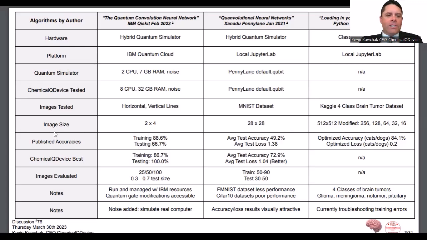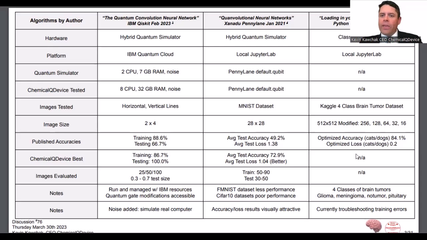Now the training and testing on the published ones, 88.6 and 66.7 for IBM. And for mine, I got 86.7, and then a testing of 100%. Again, these aren't huge images, it's a 2 by 4, but it was the only 100% that I got, and I'll show you the parameters that I used for that. Specifically, your Xanadu PennyLane here, average test accuracy 49.2, not too hot. I was able to optimize that one up to 72%, and my average test loss was less than their average test loss.